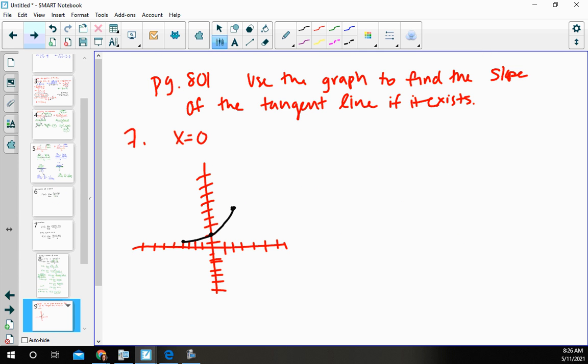Okay, so page 801, use the graph to find the slope of the tangent line if it does exist. Okay, so see if you can figure this one out. Give yourself a couple minutes here.